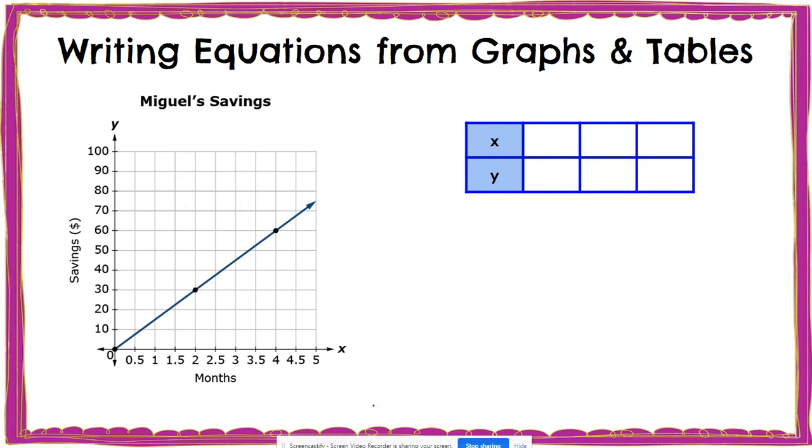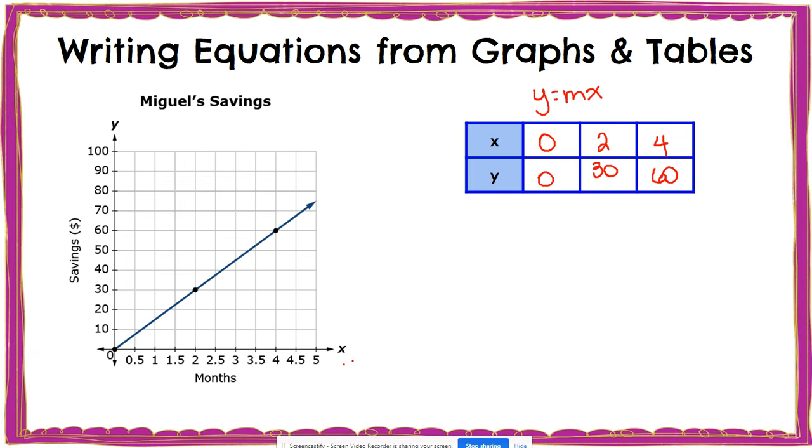Let's look at this graph. This shows the number of months and the amount of money in Miguel's savings account. Well, again, we can fill out our graph. So my first point is right here at the origin. That's where x is 0 and y is also 0. My next point is right here where x is 2 and y is 30. My final point is right here where x is 4 and y is 60. I can see that this is a proportional relationship because it's a straight line that goes through the origin. So I know I can use the formula y equals mx to represent this situation.